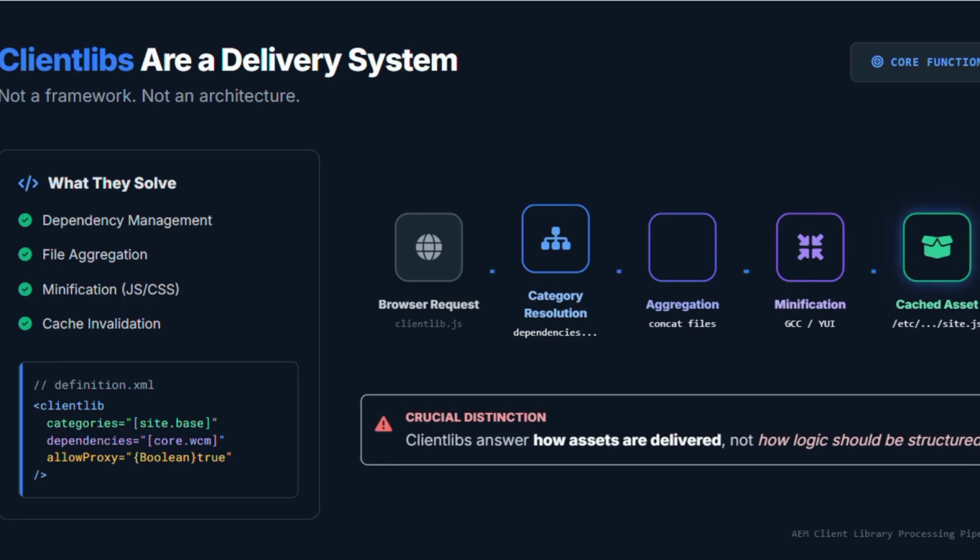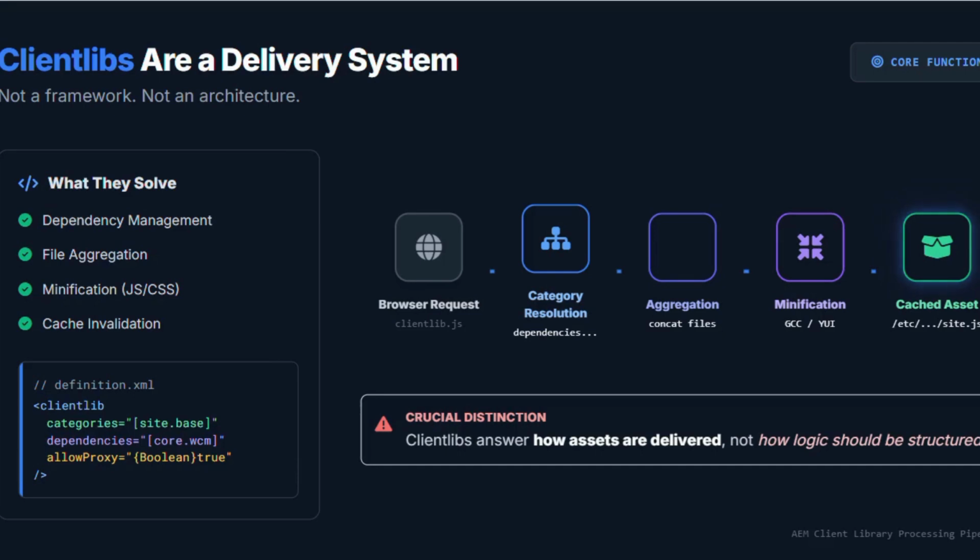Client libs exist to solve delivery problems, not architecture problems. That's it. Everything else makes sense once you accept this. First, what do client libs actually solve? Dependency management. Client libs let AEM know which assets depend on which other assets. If one library needs another, AEM resolves that order for you before sending anything to the browser. Not business logic, not component structure, just asset dependency order.